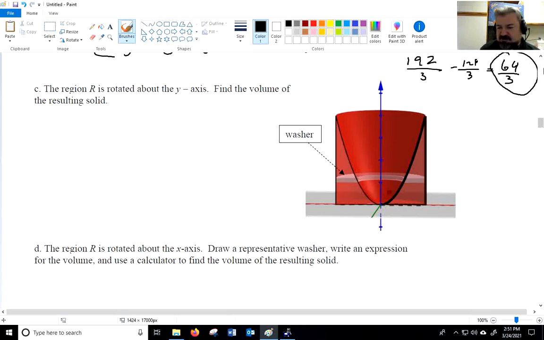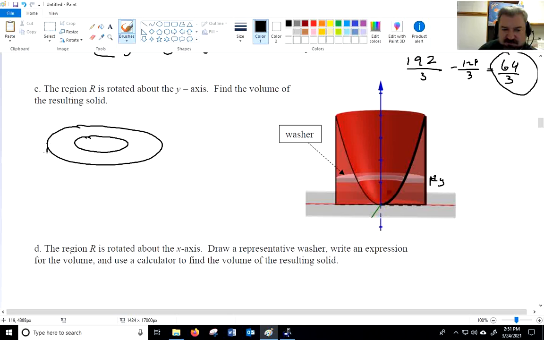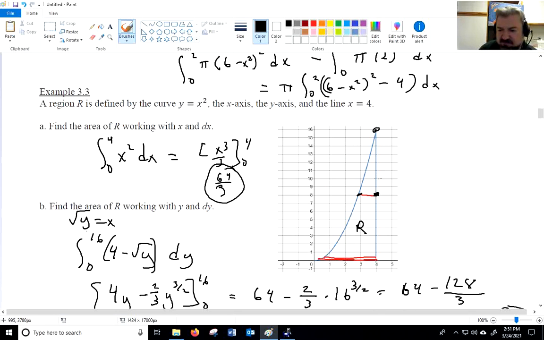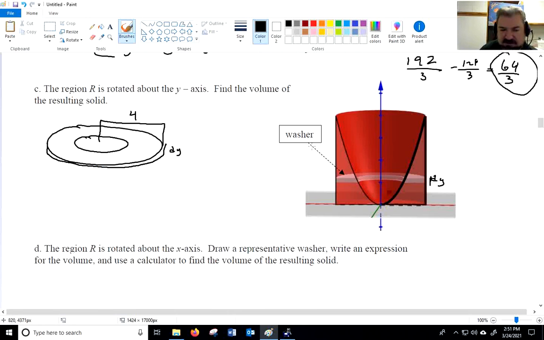Well, if I'm revolving around the y-axis, I have a washer, but the height of my washer, the height of the cylinder within the cylinder, is actually dy, because anytime we're revolving around a vertical axis, we need to be working in terms of y's. So we need to find this representative washer. It has a height of dy, an outer radius from the axis of revolution to the far right point, which is 4, because the x-coordinate is 4 from here to here. The inner radius is simply the square root of y.